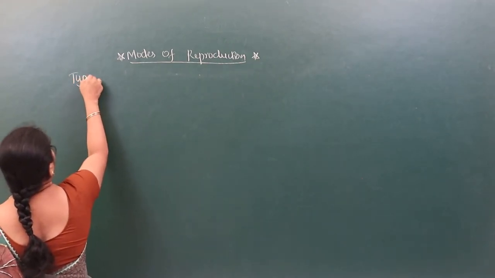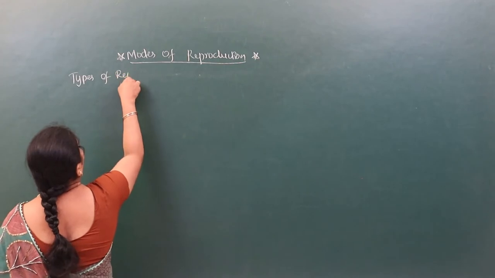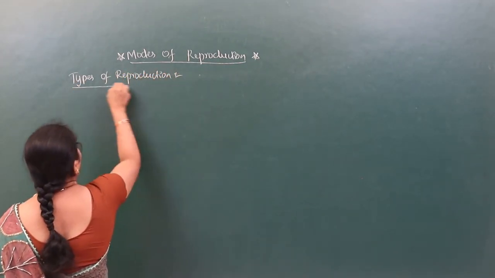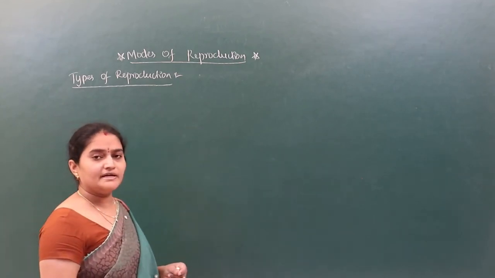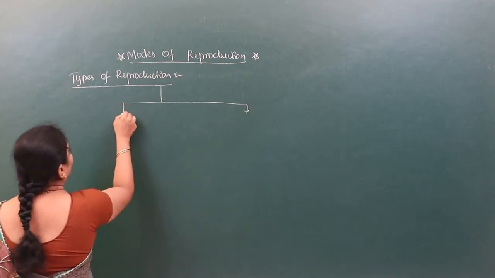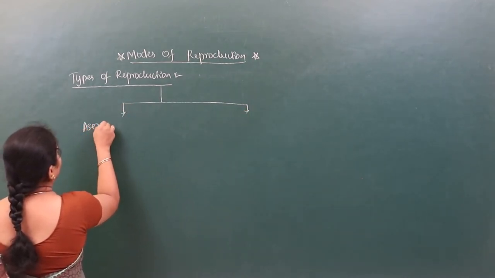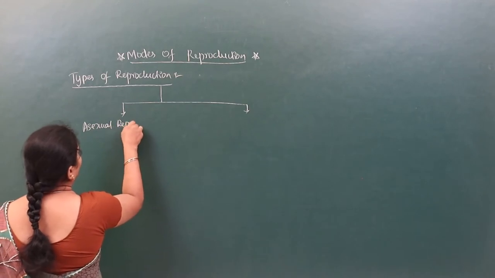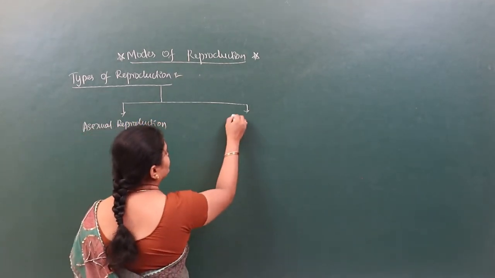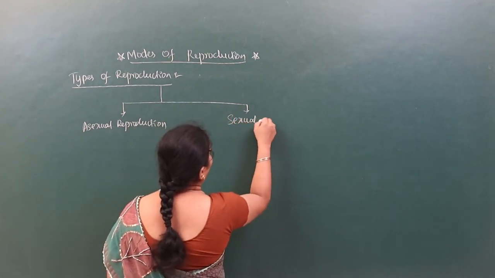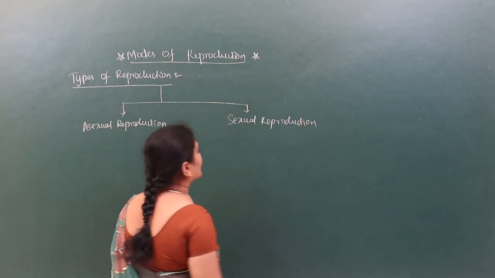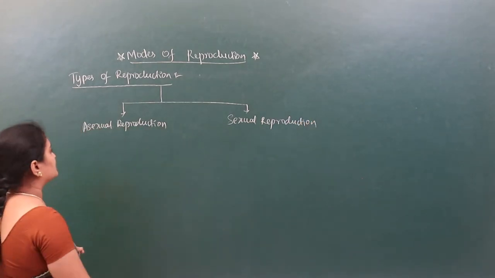Types of reproduction. Reproduction is divided into two types. The first one is asexual reproduction, and the next one is sexual reproduction. So, what is the difference between asexual reproduction and sexual reproduction?